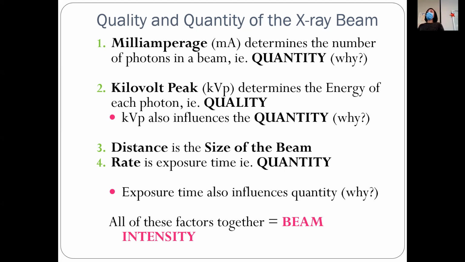Okay, so quality and quantity. We're talking about the quality of the actual X-ray beams and quantity. So it's like what kind of wavelengths and penetrating power, what's the quality of them, and then how many are there? That's what we're talking about when we talk about the quality and the quantity. And the kilovoltage and the milliamperage, they determine different things.